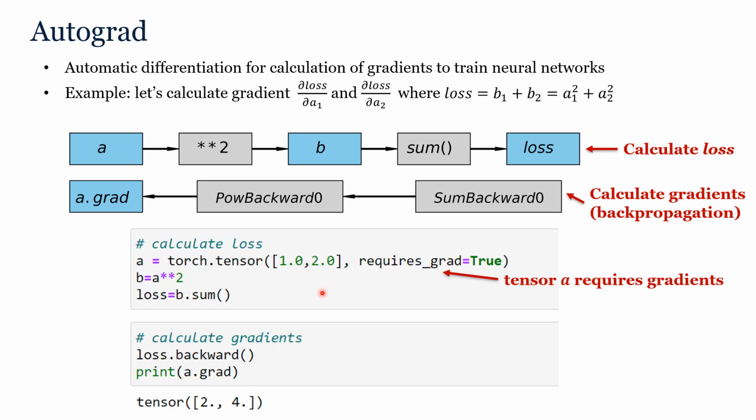And this is how we implement calculation of gradients in Pytorch. In the top cell, we implement calculation of the loss. Note that we have to explicitly set that the tensor A requires calculation of gradients. In the bottom cell, we call the function backward that calculates the gradients. The gradients are stored in a.grad. Note that these gradients are calculated for the specific values of the tensor A.